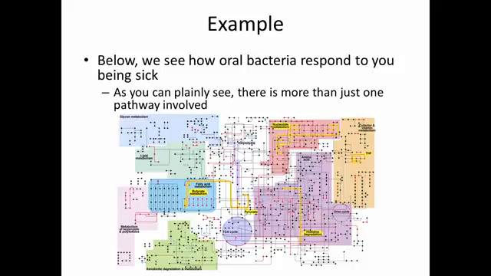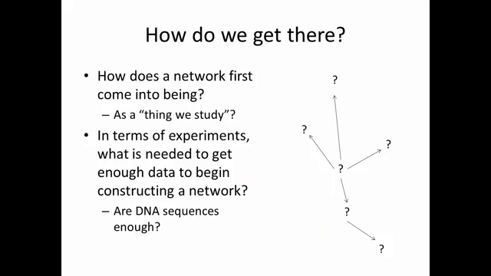So here is a good example. You can see how oral bacteria respond, and this is a metabolic network of oral bacteria, how they respond to you, the host, being sick. And as you can plainly see, there are at least 4 pathways here in yellow that are involved in how they respond. So simply going by the pathway route is not going to cover it all. We're going to need to do more of a metabolic network and find out how these 5 pathways are linked. Metabolic networks and network flux analysis is one way in which we can do that. It's a good way for us to put the pieces together to make one big puzzle here.